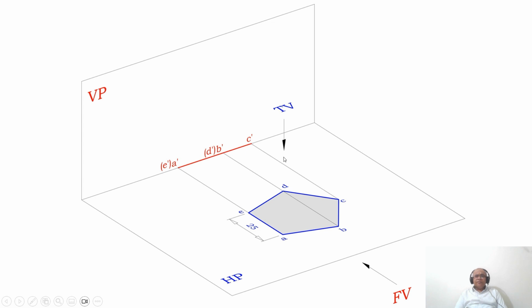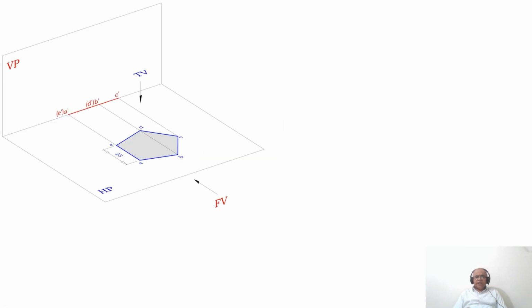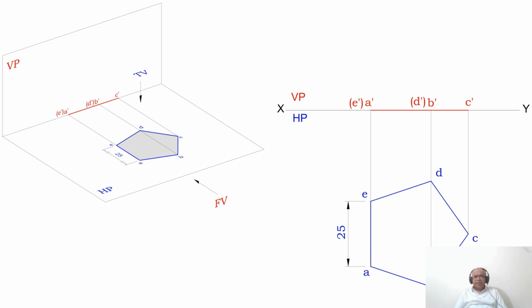Now, when you look from the top view, A, B, C, D, E is visible. When you look from the front view, A dash, B dash and C dash are visible. D and E are away from the observer, therefore D dash and E dash are in brackets. Now let us see how it can be solved manually.